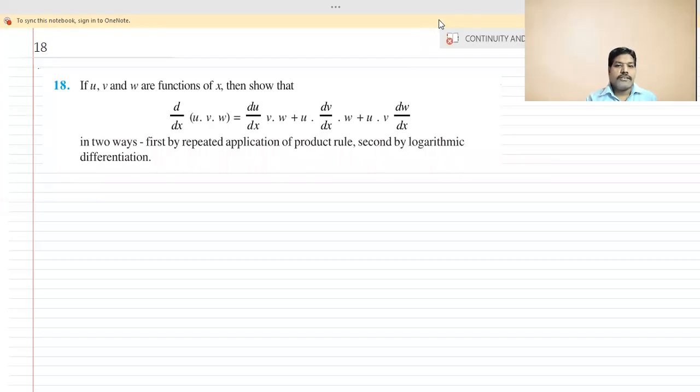Welcome back to online classes. In the previous class we completed question number 17. So see question number 18. What is the question, students?